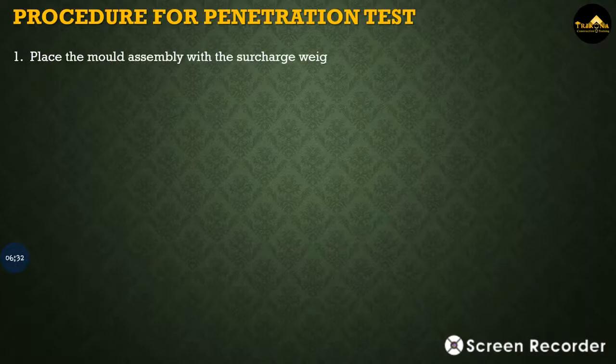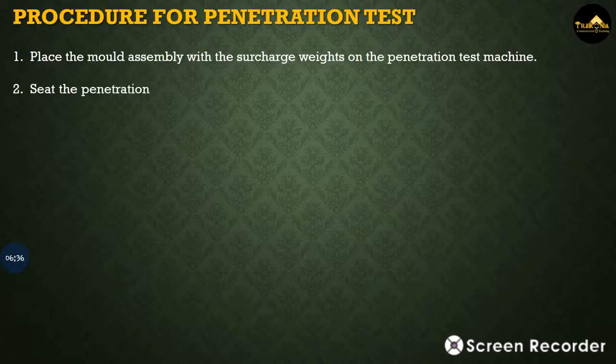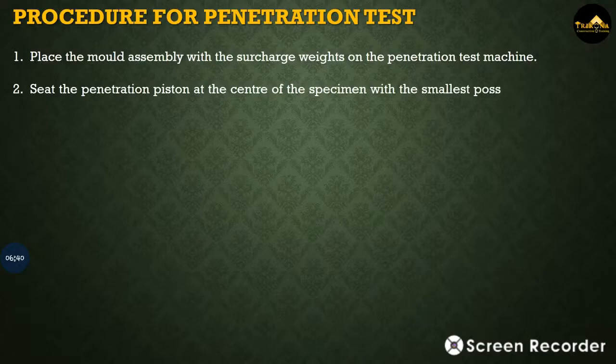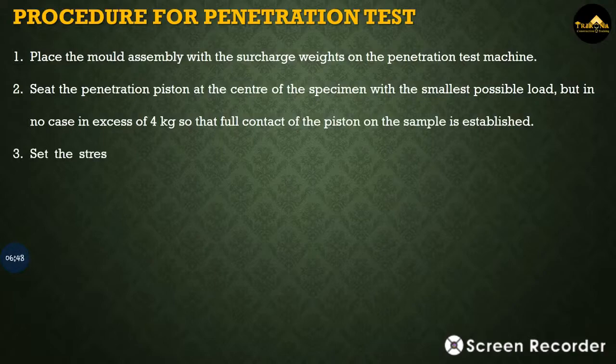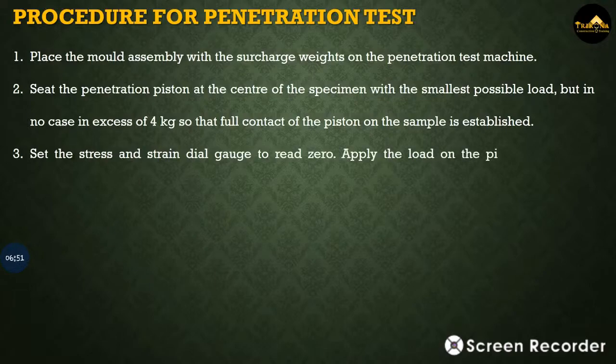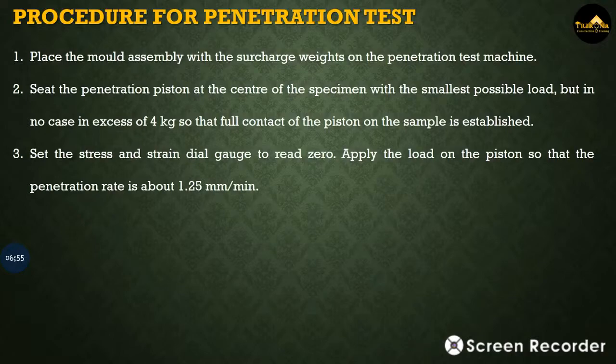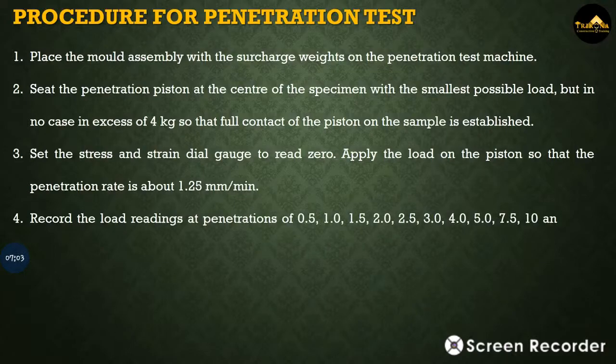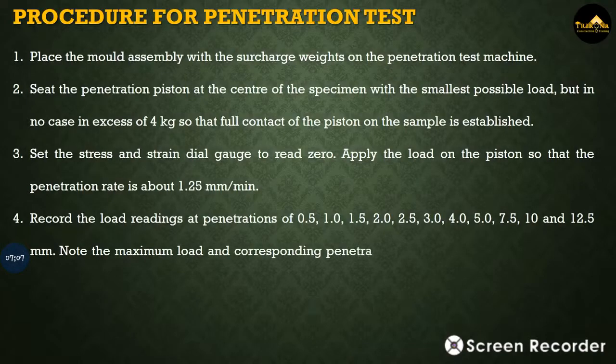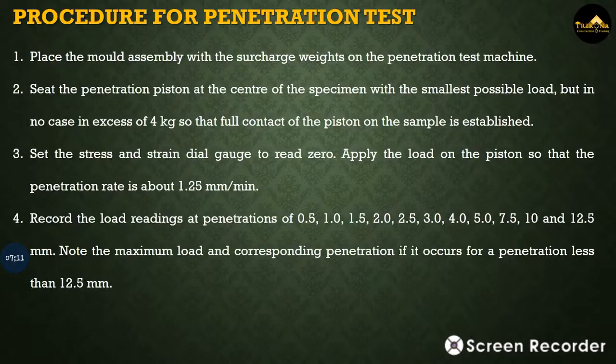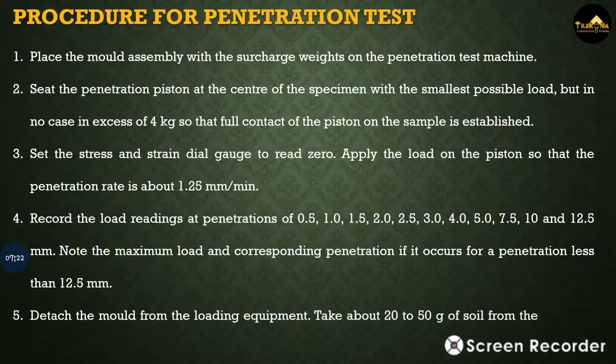Place the mold assembly with the surcharge weights on the penetration test machine. Seat the penetration piston at the center of the specimen with the smallest possible load, but in no case in excess of 4 kg, so that full contact of the piston and the sample is established. Set the stress and strain dial gauge to read 0. Apply the load on the piston so that the penetration rate is about 1.25 mm per minute. Record the load readings at penetrations of 0.5 to 12.5 mm. Note the maximum load and corresponding penetration if it occurs for a penetration less than 12.5 mm. Detach the mold from the loading equipment and take about 20 to 50 grams of soil from the top 3 cm layer and determine the moisture content.